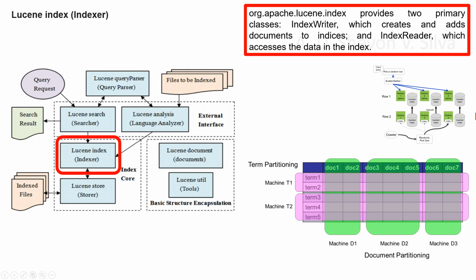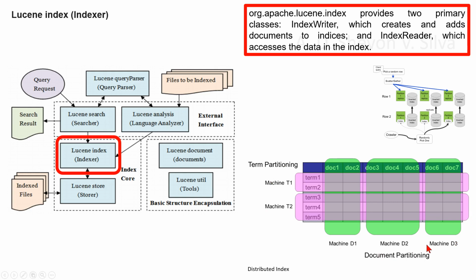Here you can see term partitioning: machine T1 has term 1 and term 2, machine T2 has term 3, term 4, term 5. And here you can see machine D1 with doc 1, doc 2; machine D2 with doc 3, doc 4, doc 5; and machine D3 with doc 6, doc 7. This is document partitioning. This is about the distributed index.